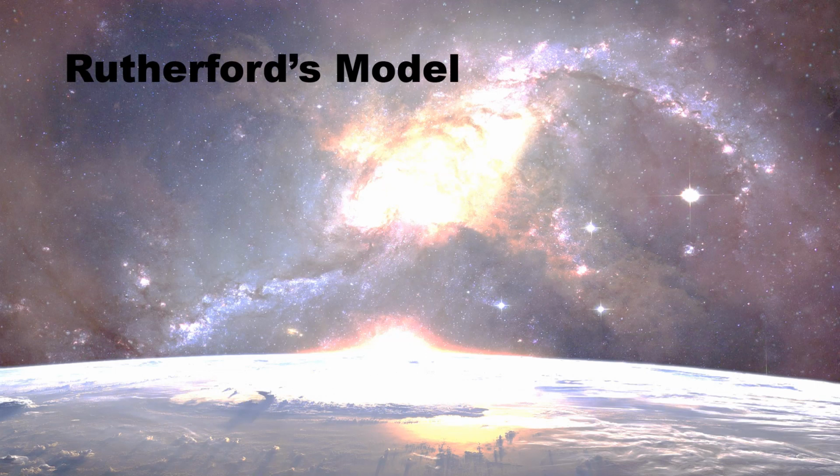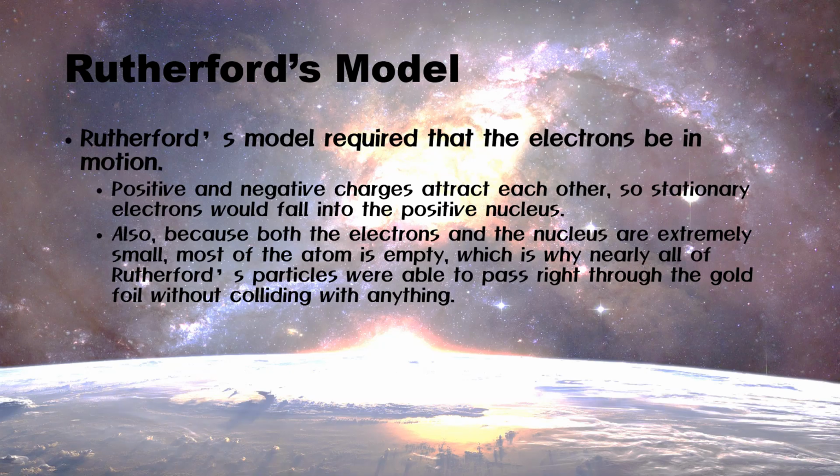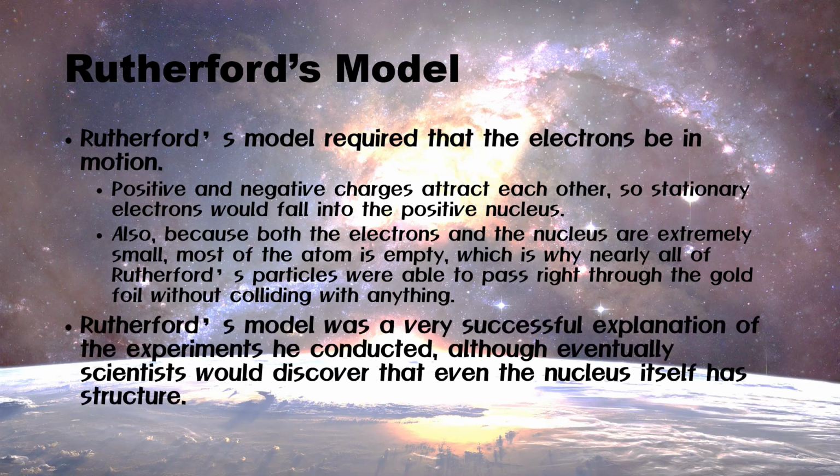So let's look at Rutherford's model to establish what this means. His model required that electrons be in motion. Positive and negative charges attract each other, so stationary electrons would end up falling into a positive nucleus. And because both the electrons and the nucleus are extremely small, most of the atom has to be relatively empty space, which is why nearly all of Rutherford's particles were able to pass right through the gold foil without colliding with anything. Rutherford's model was a very successful explanation of the experiments he conducted, though eventually science would discover that even the nucleus itself has some structure to it.